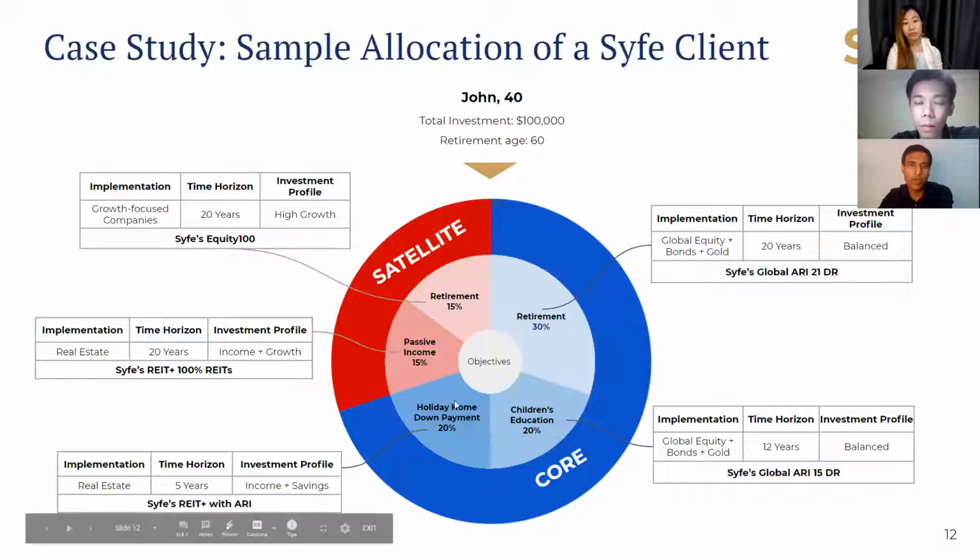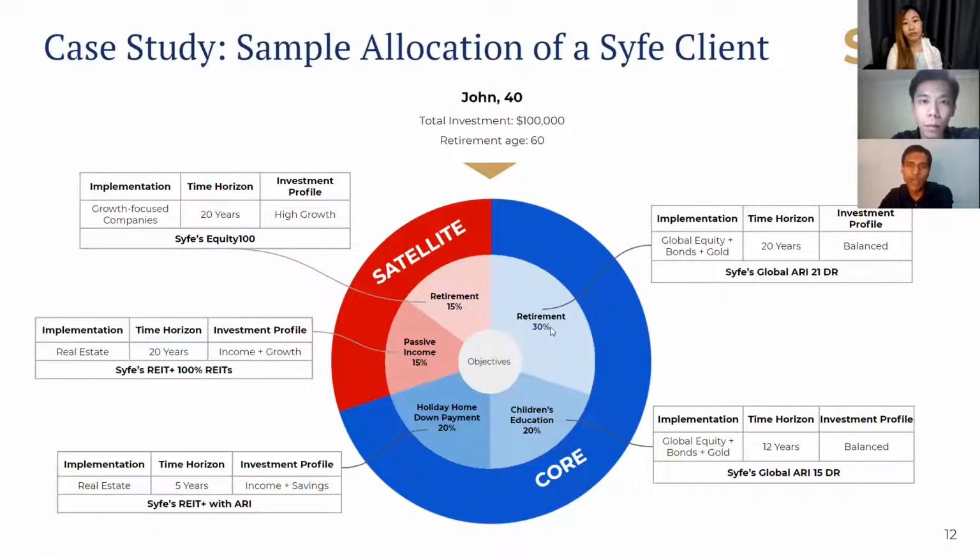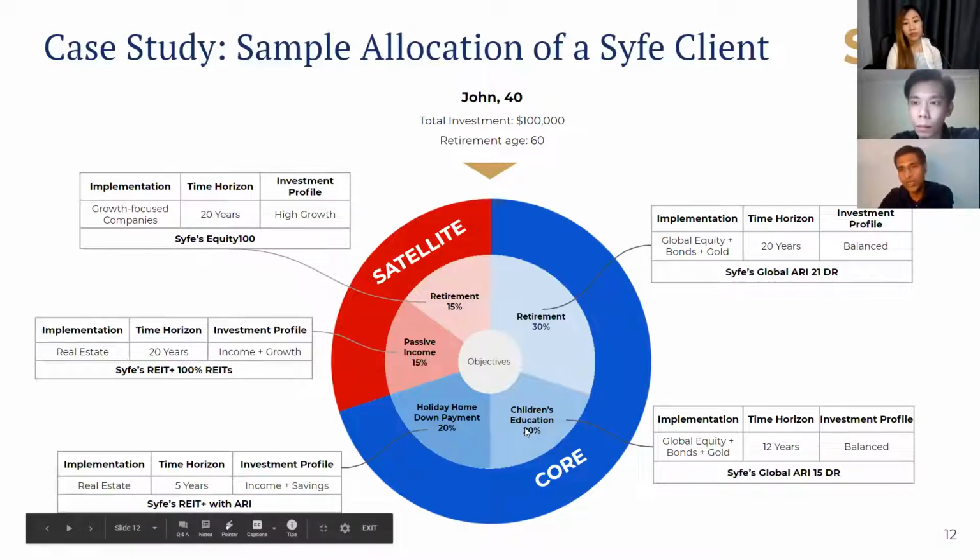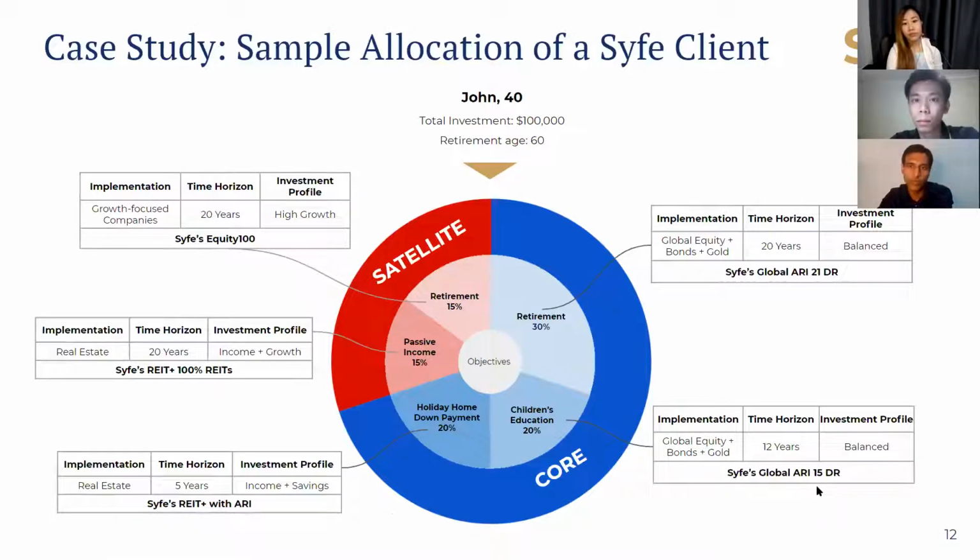So if you look at the overall allocation for retirement, he's got 20 years. He chooses a high risk global portfolio because of the longer duration, versus for children's education, it's 12 years down the line. So he chooses a more moderate risk portfolio for that.